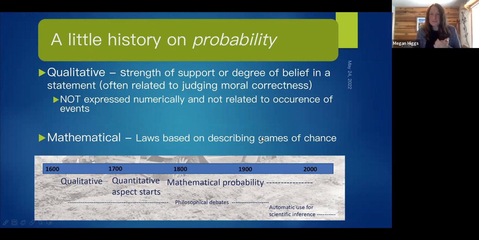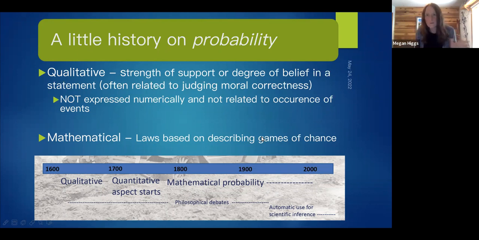So I think the first thing to notice here is that my little timeline on the bottom goes from the 1600s to the 2000s. That's not really that long, right? And it wasn't really until the 1700s that there became any quantitative aspects to this idea of probability.